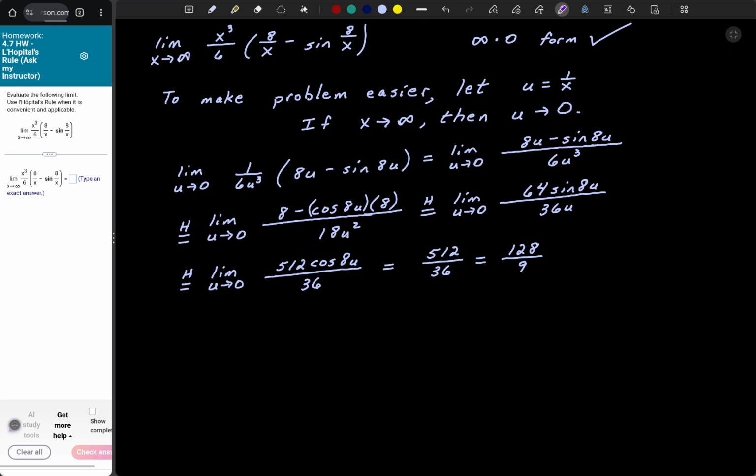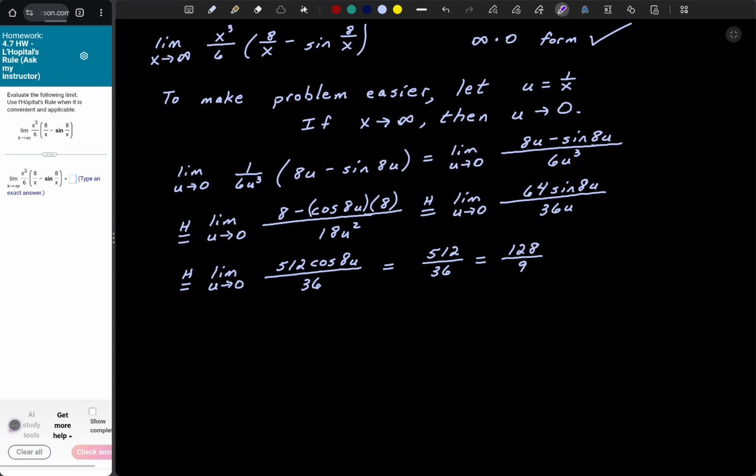Okay, so then in that numerator, I take the derivative, and from this step to this step, I'm using L'Hopital. I show that by putting an h over the equal sign. Derivative of 8u is just going to be 8. The derivative of the sine of 8u would be the cosine of 8u times 8. I went ahead and showed that with the parentheses around just to show that the 8 multiplies the entire cosine function. Of course, over the derivative of the denominator, which allows that to become 18u to the second.